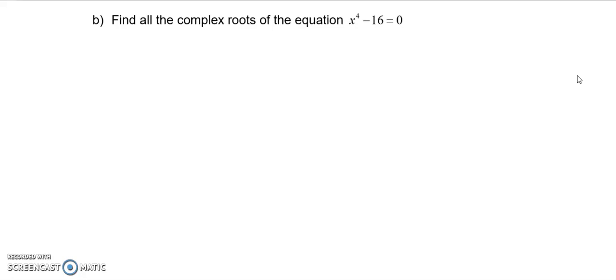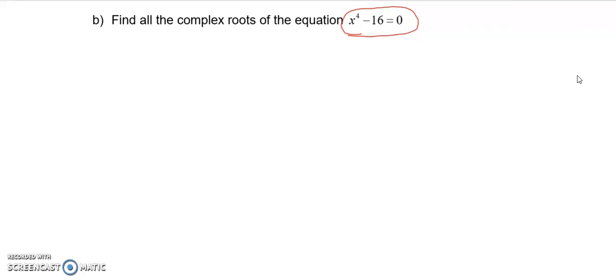We're going to finish up right now an example involving finding the complex roots of an equation using de Moivre's theorem. So this is example B on the bottom of page 26 in your textbook. Let's have a look at the equation that they want us to solve. There's the equation right there. So it's not just a number this time, it's an actual equation.